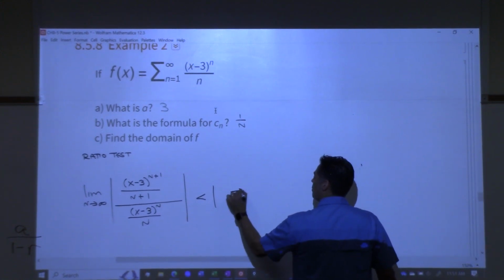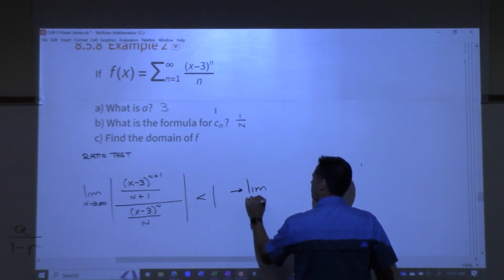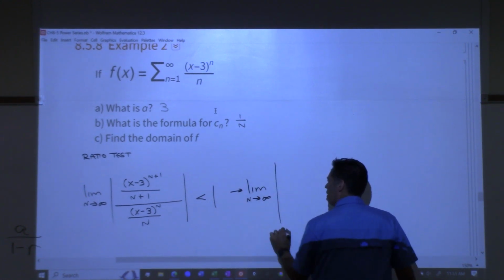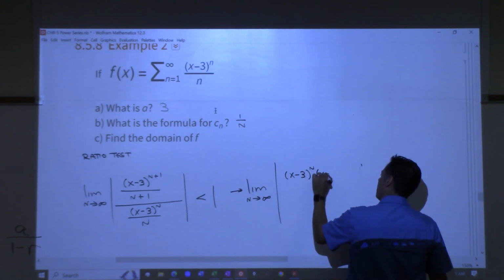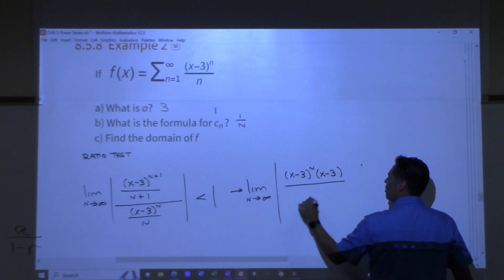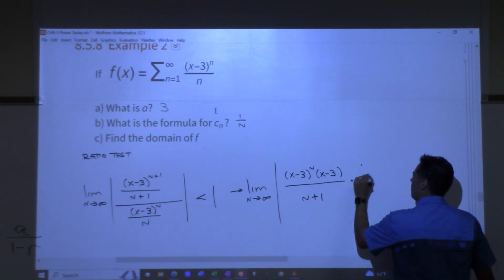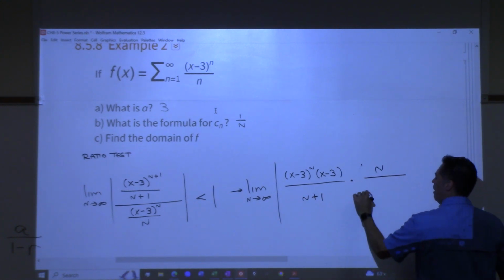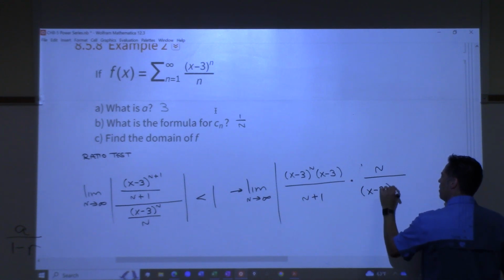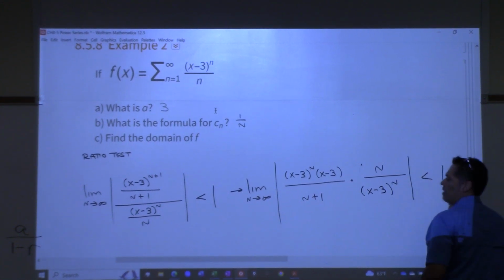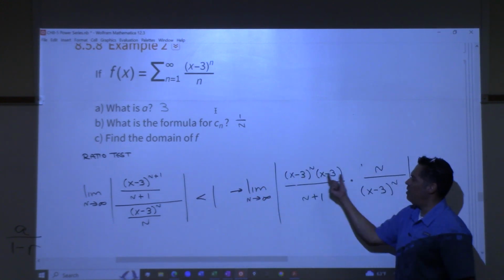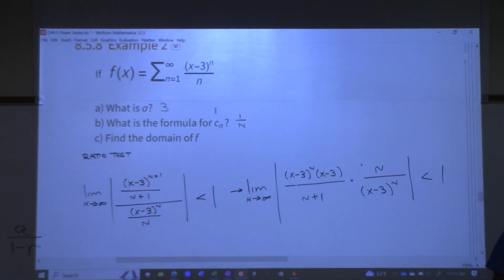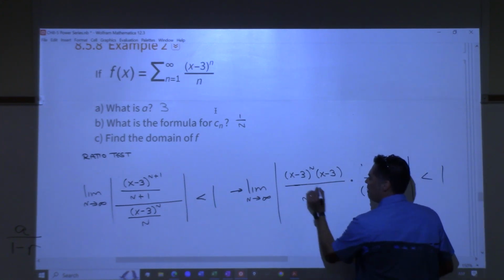But that becomes limit, n goes to infinity, absolute value. Okay, we have x minus 3 to the n times x minus 3, all over n plus 1 times... I'm flipping the one on the bottom up to the top, flipping things over. I think we've done that enough times, yeah? Taking this fraction, flipping it, and then also splitting the x minus 3 to the n plus 1 into 2 pieces. Any questions on what I've done algebraically there?